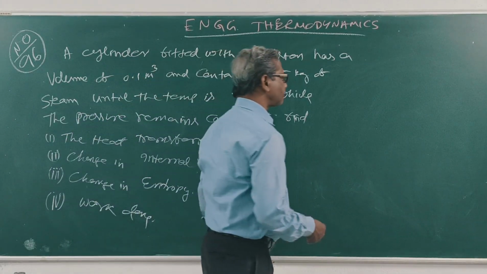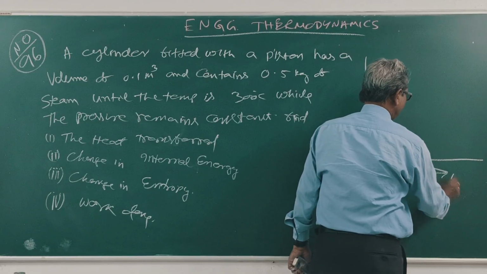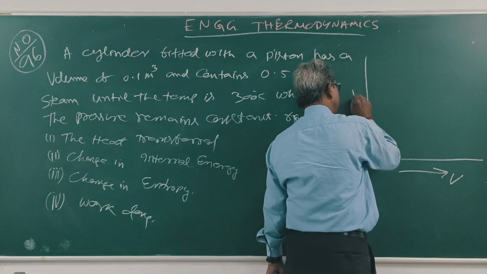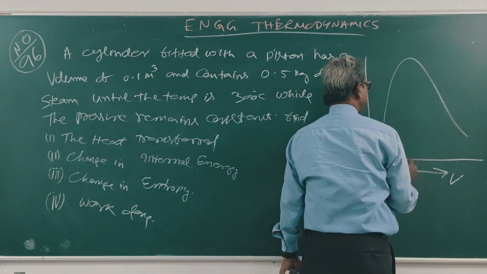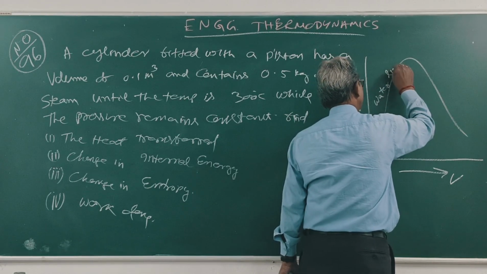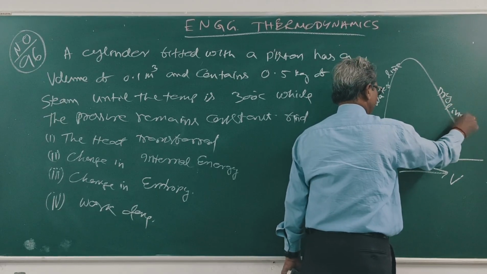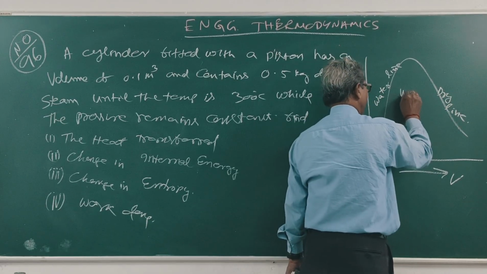Now, this is the volume-pressure P diagram. Clear? Water line, dry line. What steam?